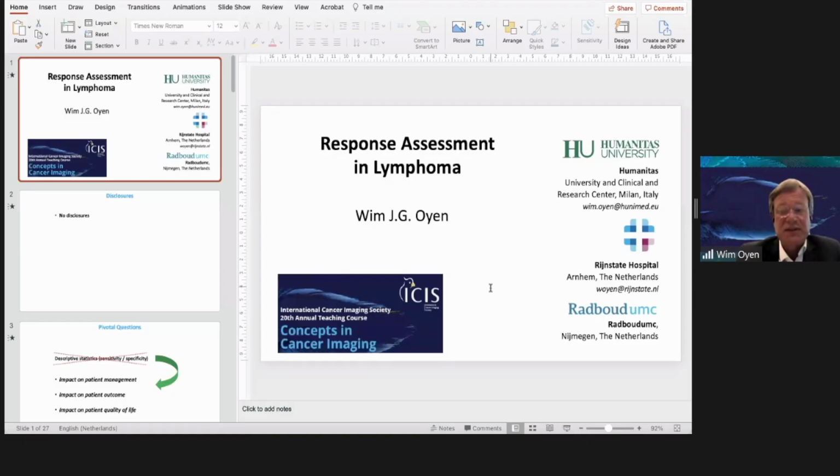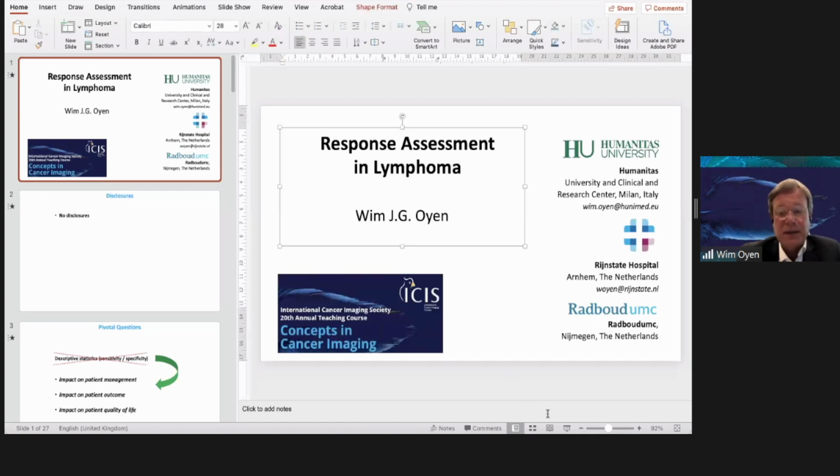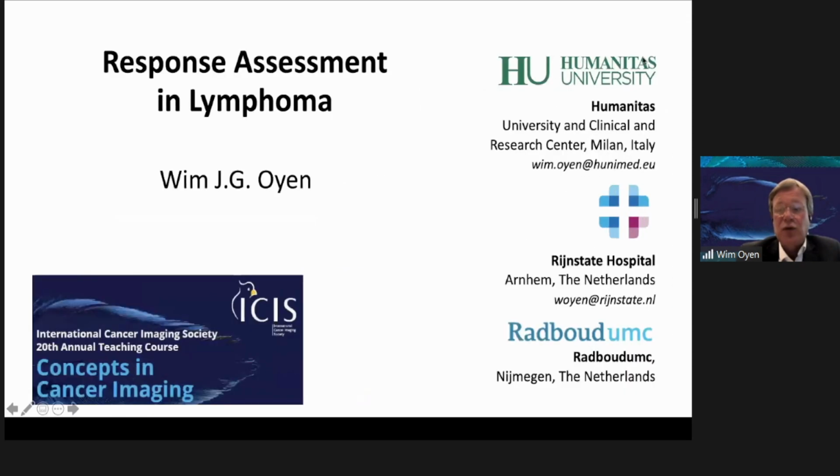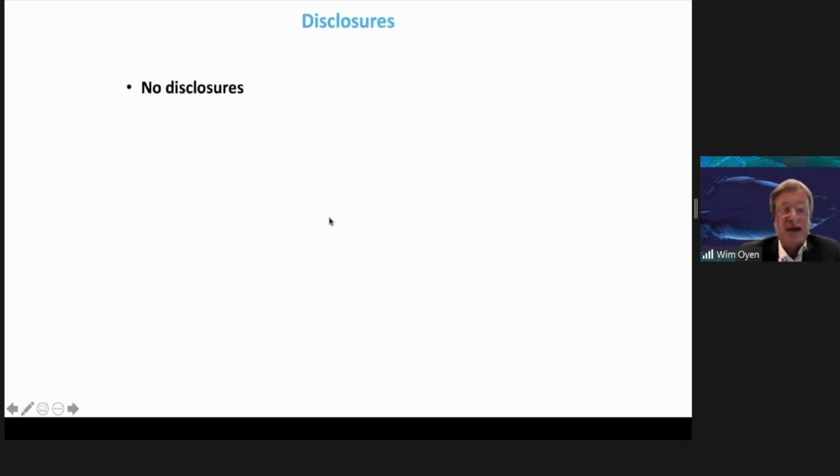So we now move on with the third presentation, which is about response assessment in lymphoma. I'm going to take you through some of the larger studies that have been done and basically positioning where we are, with a little bit of an outlook to the future. I have no disclosures with regard to this presentation.